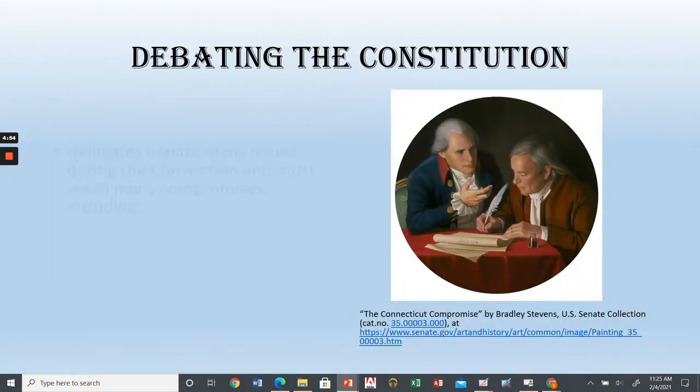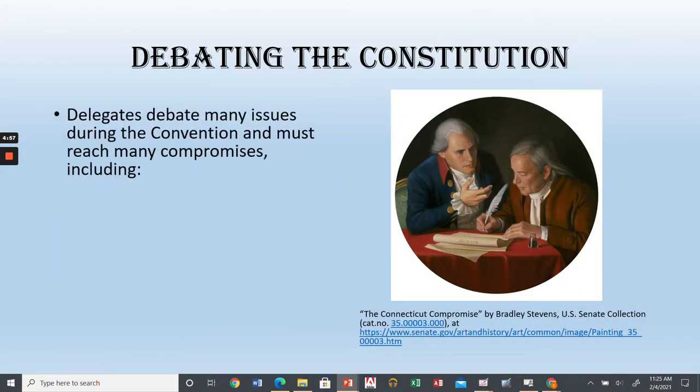And so these delegates faced many, many issues and had to reach many compromises during their debates. Three of them I'm going to roughly mention. We're not going to spend a whole lot of time because these should have been dealt with in your 8th grade history class, so you should know these pretty well. So I just want to review.